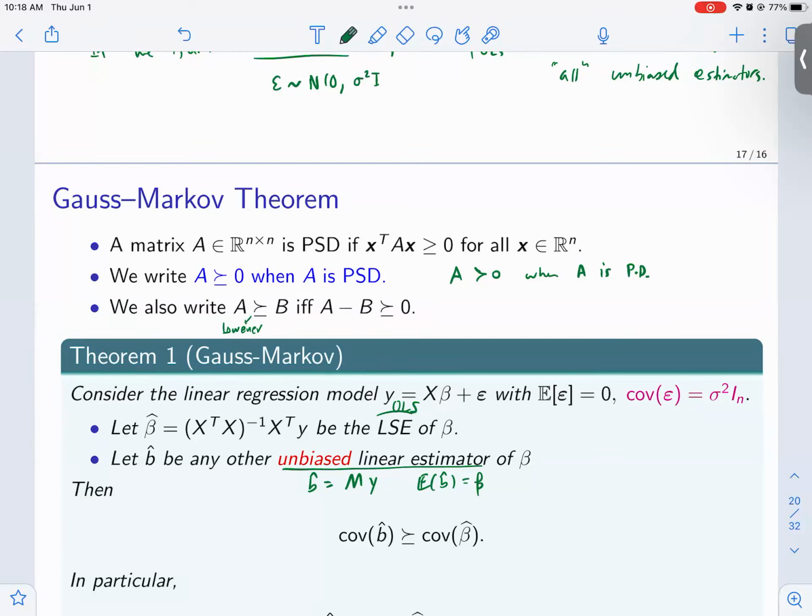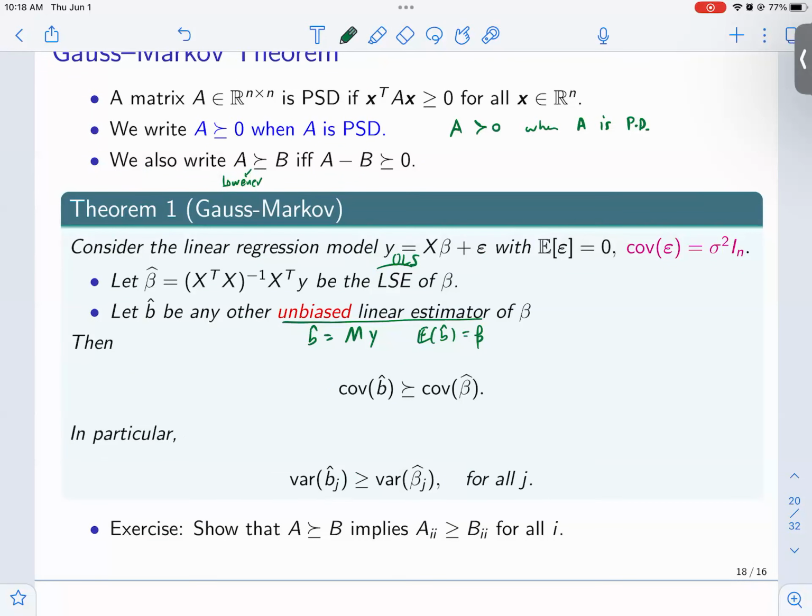And it's also unbiased. Then the covariance of B hat has to be bigger than or equal to the covariance of β hat in this notation that we have. In other words, the covariance of B hat minus the covariance of β hat is positive semi-definite.